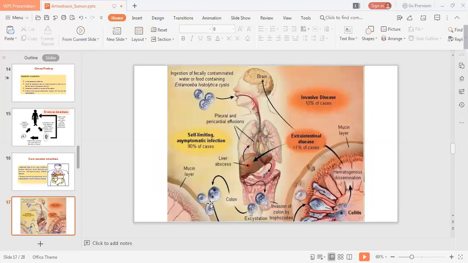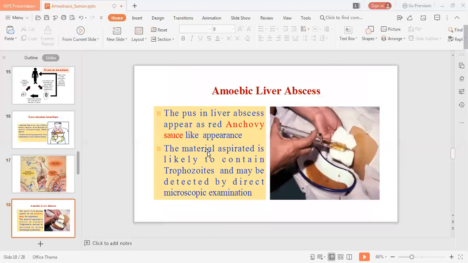So these are the sites where extra-intestinal lesions can happen, but brain is very rare, less than 1% of cases. So invasive disease is only 10%, mostly non-invasive. 90% is asymptomatic infection or non-invasive infection. Out of this 10%, less than 1% develop brain lesion via ingestion of Entamoeba histolytica cyst.